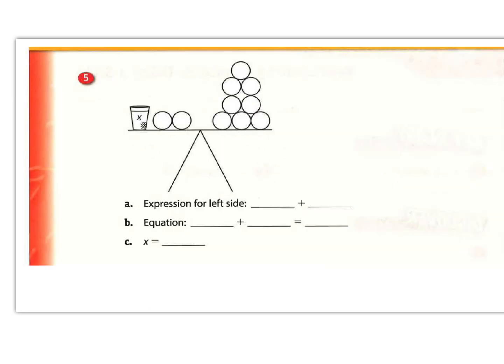Okay, so here is another one. The expression for the left side, here we have that x again, x plus 2. So now our equation, because look, it is balanced, so it's equal. We can say x plus 2 equals 1, 2, 3, 4, 5, 6, 7, 8. So then we can solve and say, x plus 2 equals 8. Well, what plus 2 equals 8? 6 plus 2 equals 8. So x equals 6.